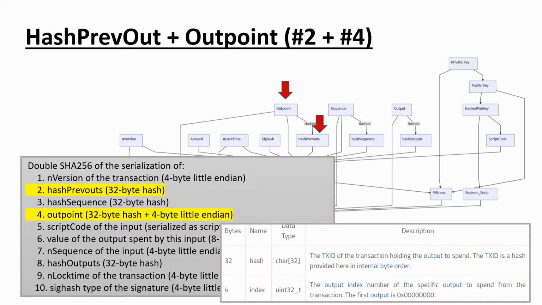And the second part is the index number, and this one should be serialized as a little endian unsigned integer 32. So once I get my outpoint, I will then take it and use my double SHA-256 function to get the hash previous outs, which is the second item on our list. So by following this step, we are going to get two items, item number 2 and item number 4.